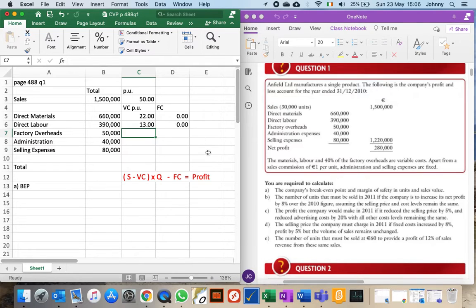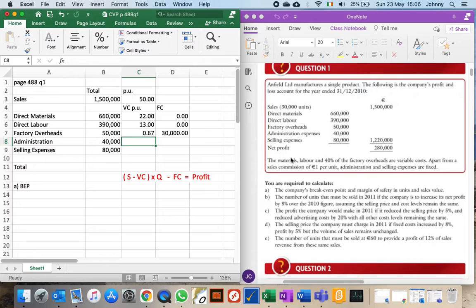Okay, so factory overheads, it said, was 40% of factory overheads are variable. So that means 60% of factory overheads are fixed. So whatever that is, I'll multiply that by 60%, and that gives me the fixed element, so 30,000 euros fixed. So that means 20,000 is variable, so it'll be 20,000 euros divided by 30,000 units, which is what we're selling, so that's 0.67.